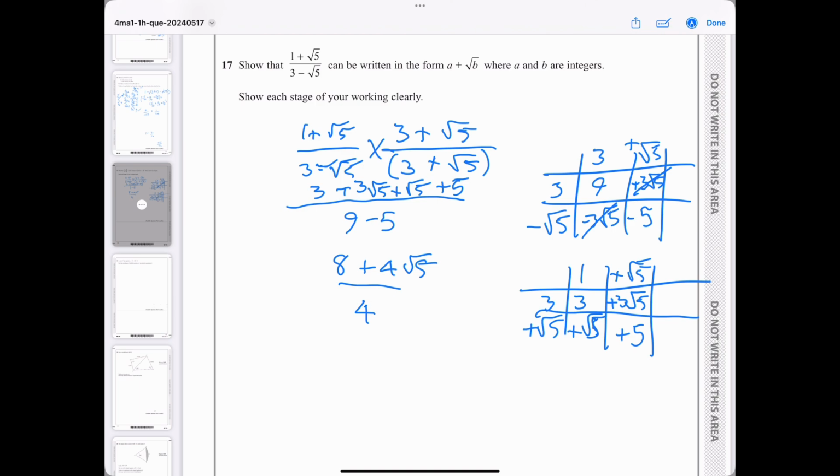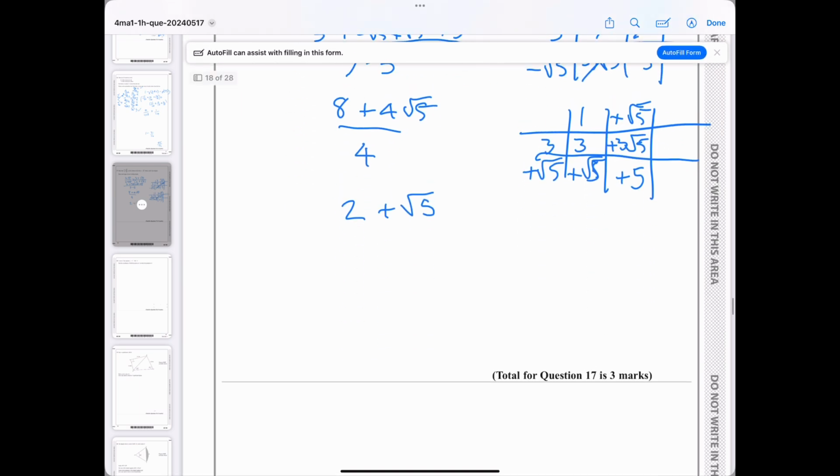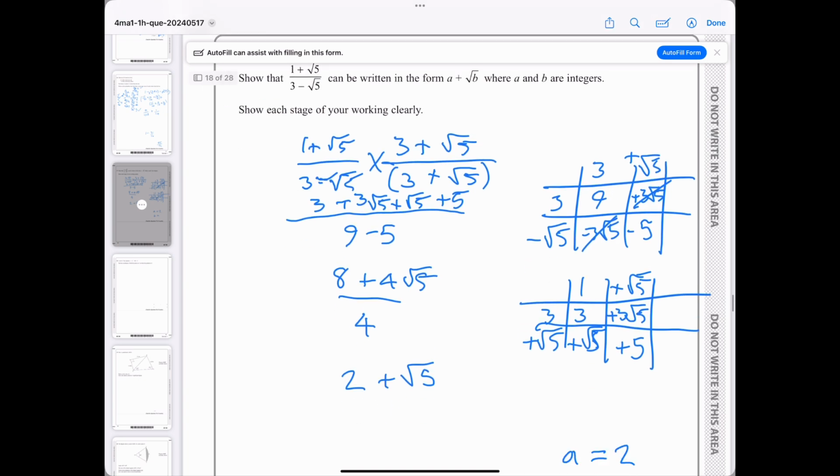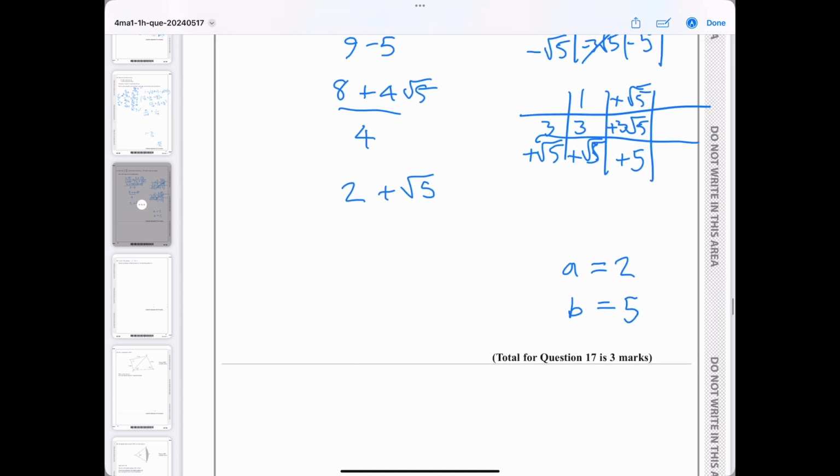Now we can divide both of those by 4, can't we? So 8 divided by 4 is 2, 4 divided by 4 is 1, so we're not going to bother with it, so it's 2 plus root 5. And that's the answer, so it means a equals 2, and b equals 5. Let's have a look. Yeah, b equals 5, and that's the answer.